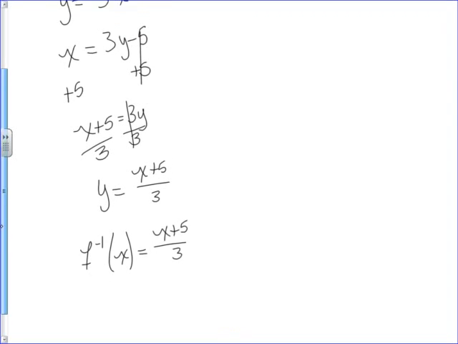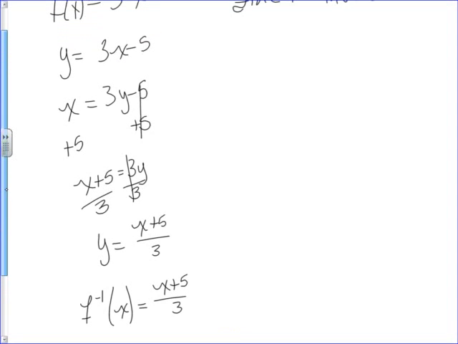Now remember how I said it was a way of undoing what you originally did to x? You see how up here we have 3 times x minus 5? So we're multiplying by 3 and subtracting 5. Well, down here, instead of subtracting 5, now we're adding 5, and we're dividing by 3. Okay?